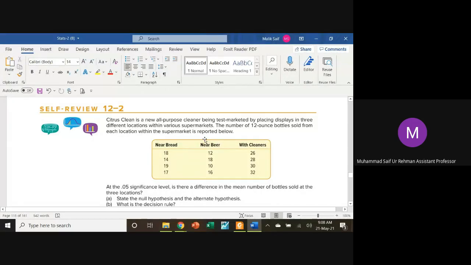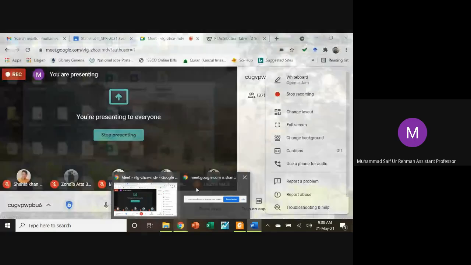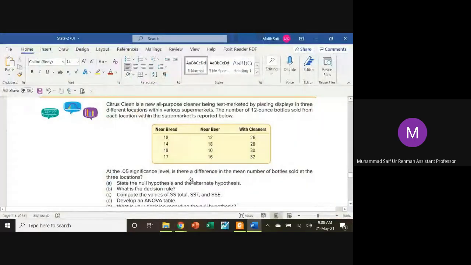Similarly, on some other day, this was the situation. So 4 days sales are there. Similarly, on some other 4 days, the sales data are there. So 32 means 32 bottles were sold on some particular day, on the fourth day, let's say. So this is the situation, and you are interested in knowing that at 0.05 significance level, is there a difference in the mean number of bottles sold at the three locations?